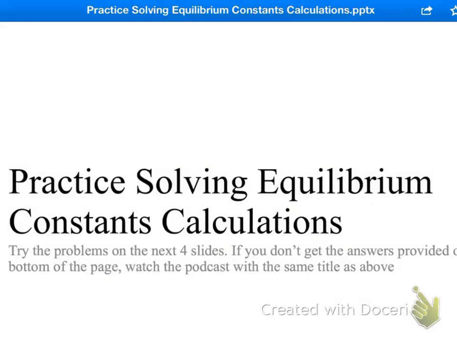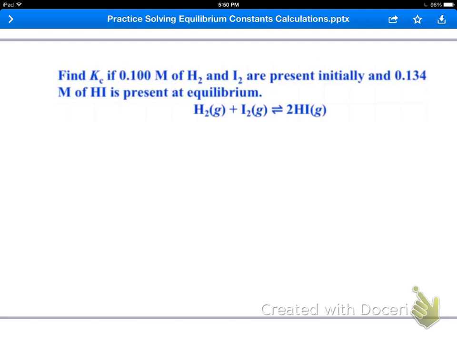Okay, in this podcast I'm going to solve those 4 problems that were in the packet. The first one says, find the Kc if 0.1 molar of both H2 and I2 are present initially and 0.134 molar of HI is present at equilibrium.